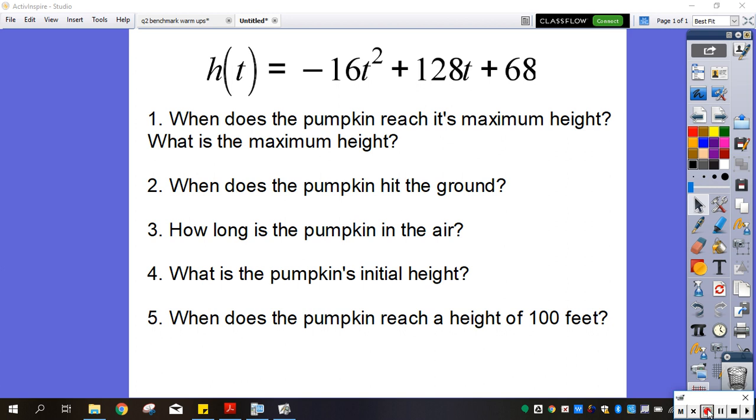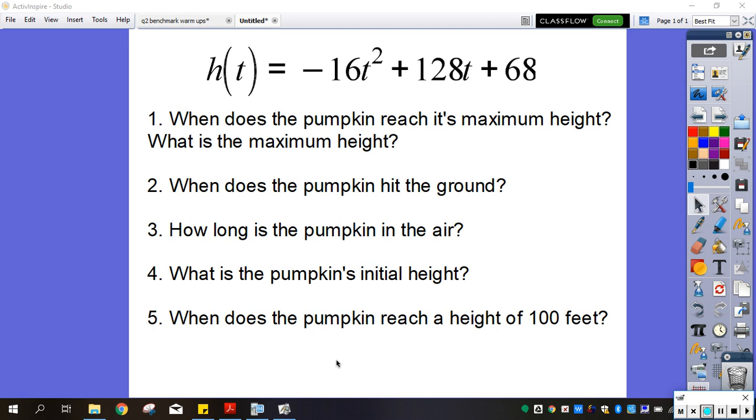So I am going to use the equation that we were using for our pumpkin chunking activity. The pumpkin had an initial velocity of 128 and was launched from a height of 68 feet. If I need to answer these questions: when did it reach its maximum height? What was that height? When did it hit the ground? How long was it in the air? What was the initial height? And when did it reach a height of 100 feet? Those are all questions that I can use my calculator to answer.